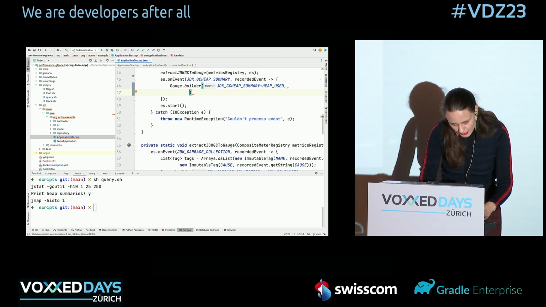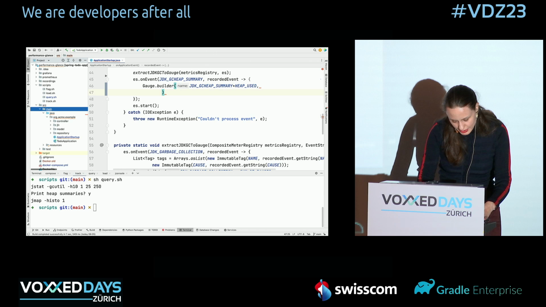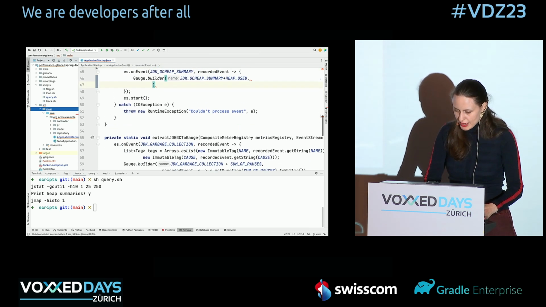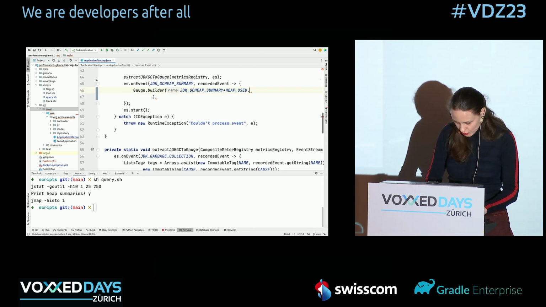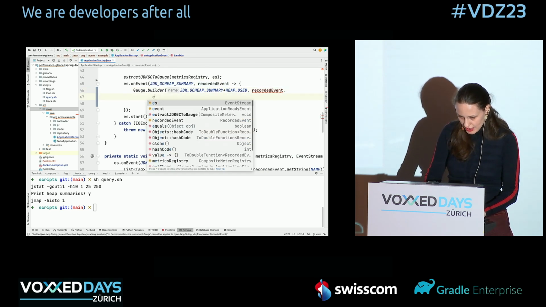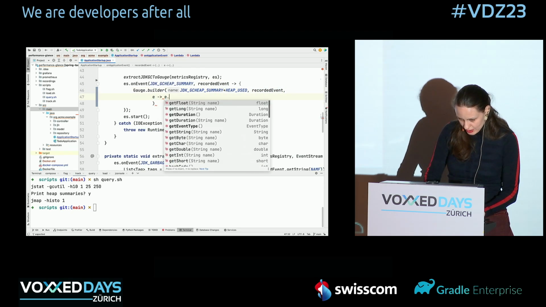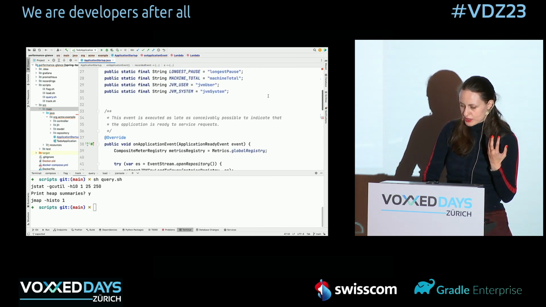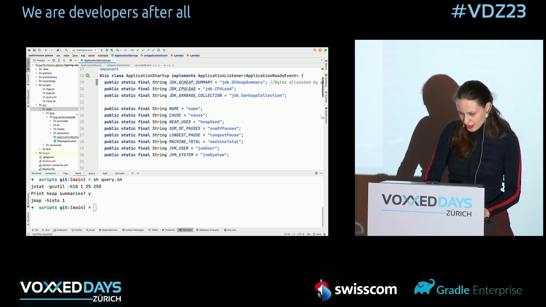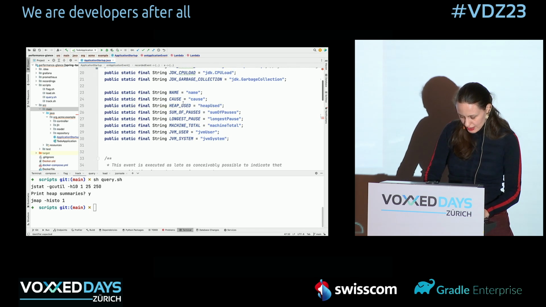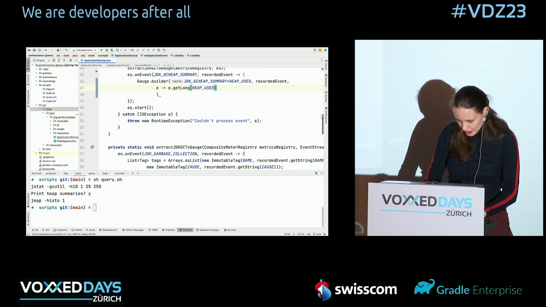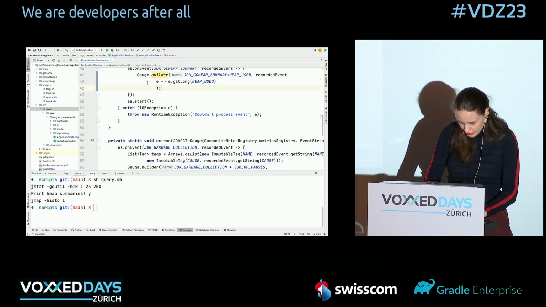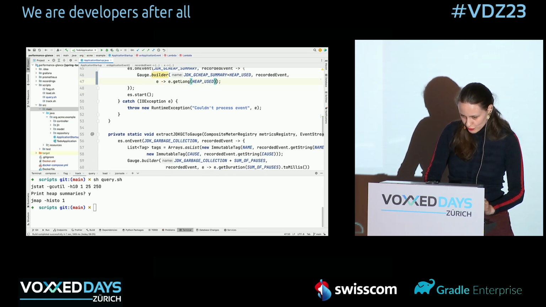Then I need to get some information from this event. I need to go and say recorded event, and then get the information from what's there. So I think I was interested in getting the heap used. Yeah, get long, and this is a long heap used. Let me see if I need anything else for my gauge. No, I don't need anything else.